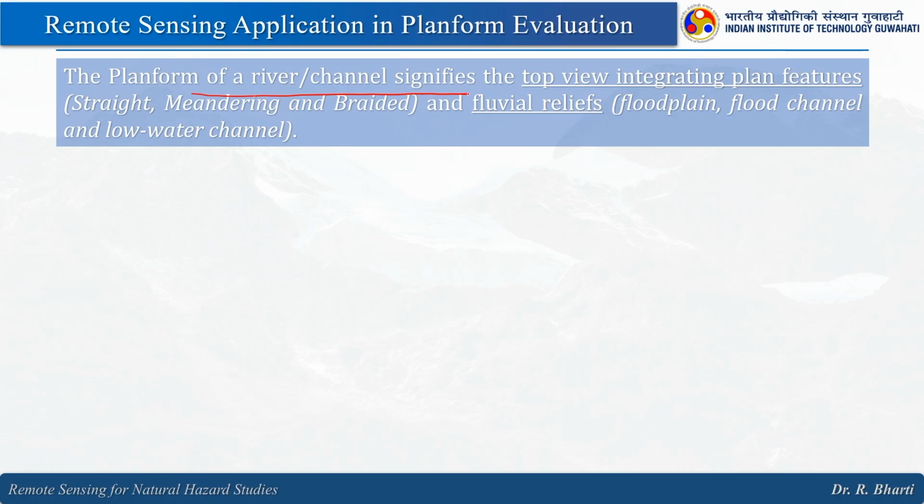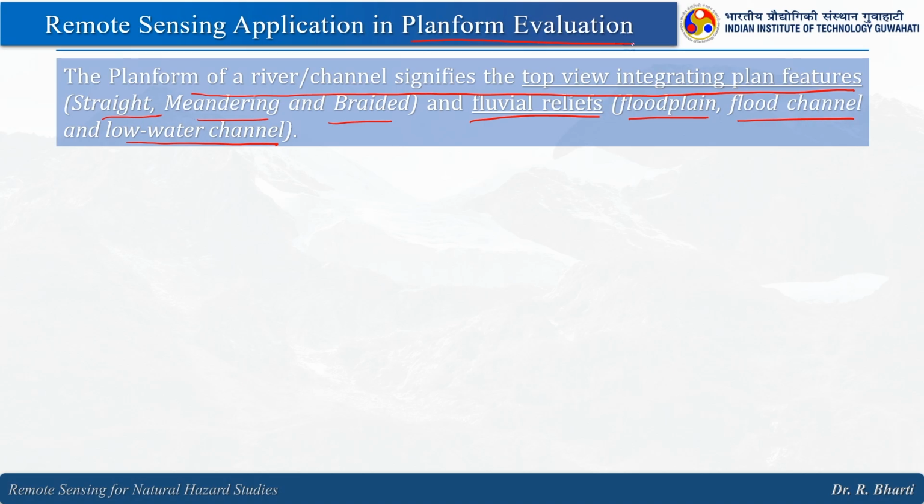So the Planform of a river channel signifies the top view integrating plan features like straight, meandering or braided channels and fluvial reliefs, whether flood plains, flood channels and low water channels. So basically we are looking at the river system from the top, right? And then we try to see the area and then we try to quantify it. So that is known as planform evaluation of the river system, right?